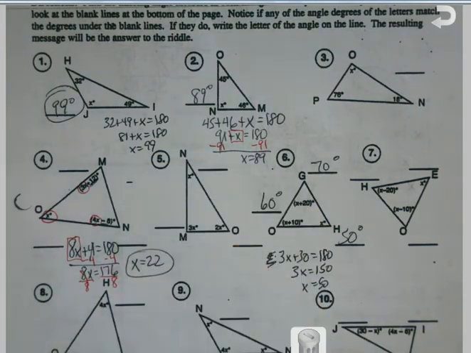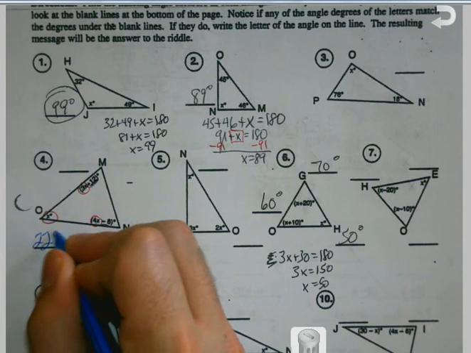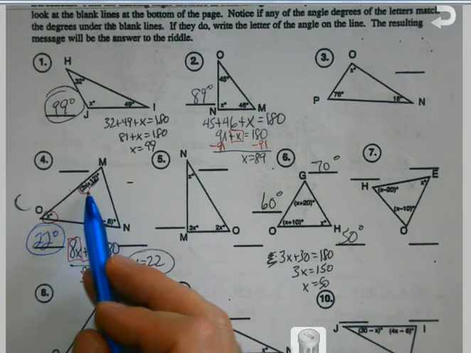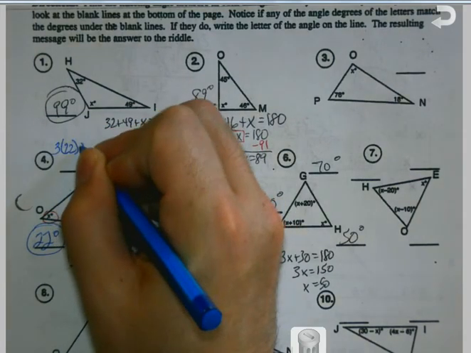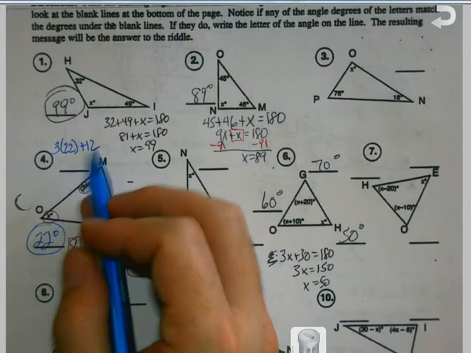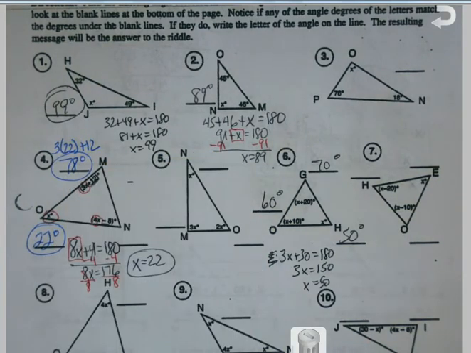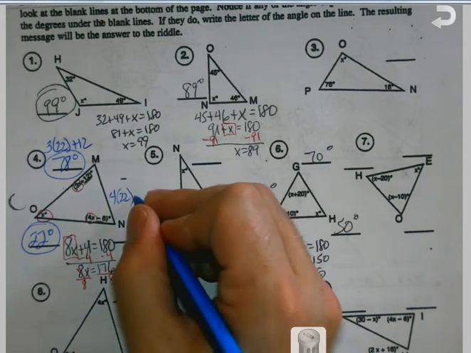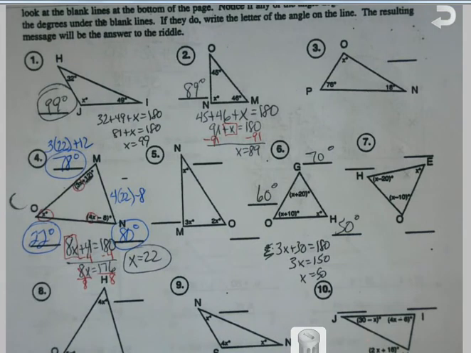So if x equals 22, here's what I know. This angle is plain old x. So there's 22. When I get up here, it says 3x plus 12. Okay, I'm going to replace the x with 22. 66 and 12 is 78. I agree. And then here it's 4x, so 4 times 22 minus 8, which is going to be 80.